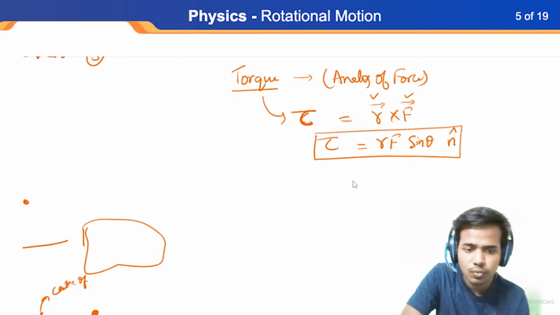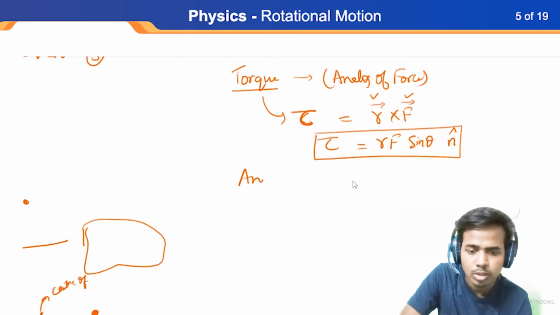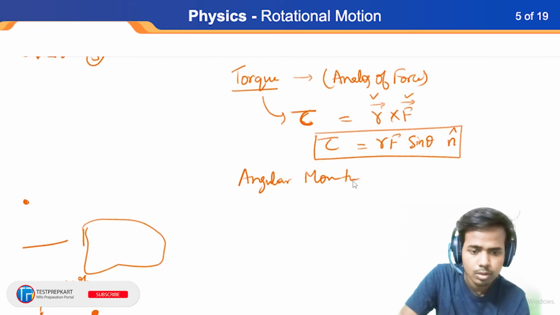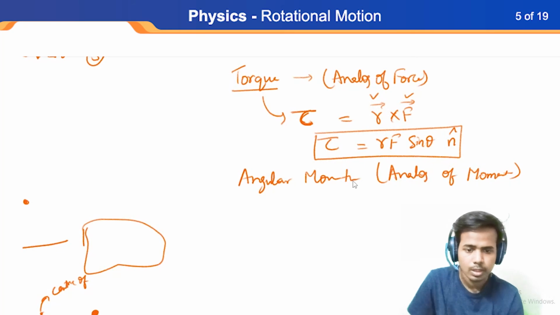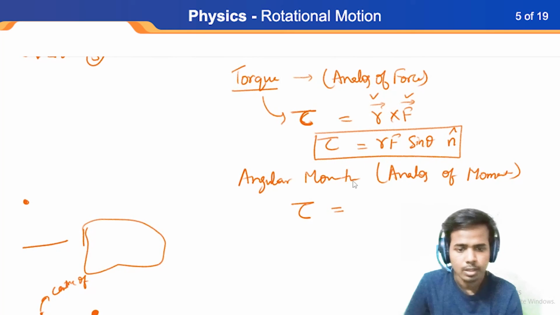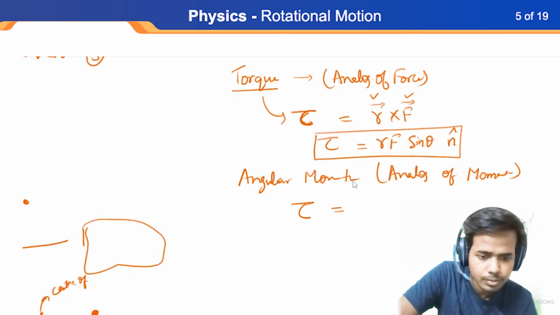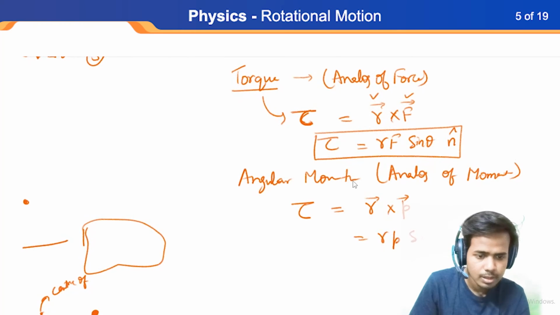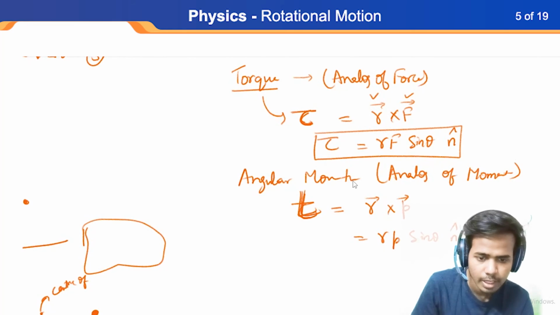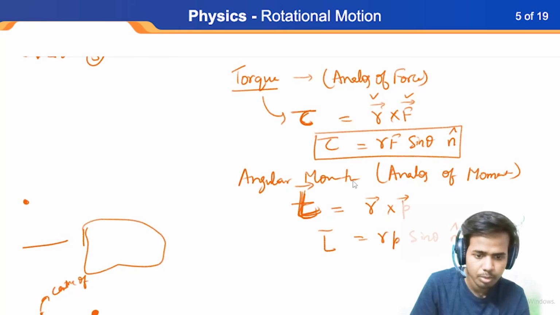All right. The second thing we wanted to discuss was the angular momentum. What is this analog of? It is the angular analog of simple momentum or translational momentum. So L is equal to r cross p, and the same thing I can do here, rp sine theta n cap. Sorry, this is angular momentum. So angular momentum is here.